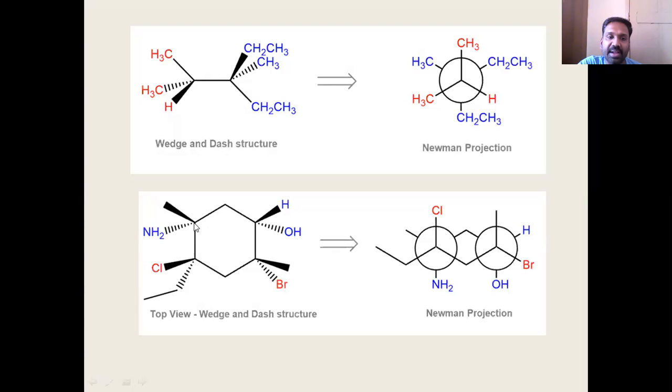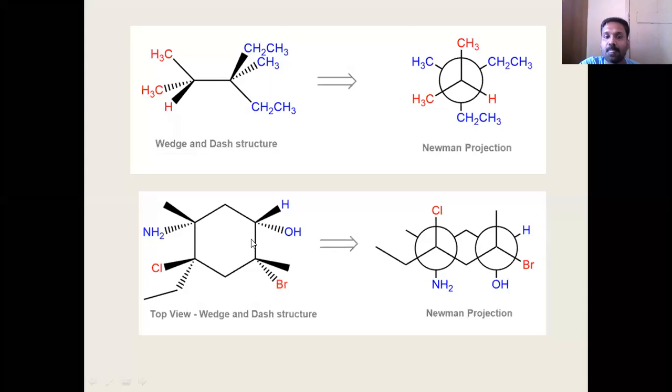If there are 6 carbon atoms in the ring, we are going to choose any 2 bonds. Let us choose this CC bond and again this CC bond. You write 2 Newman's projections, along this bond as well as along this bond. So if you write 2 Newman's projections, how do you see them?